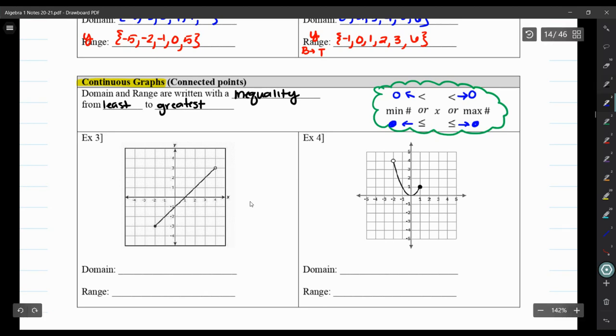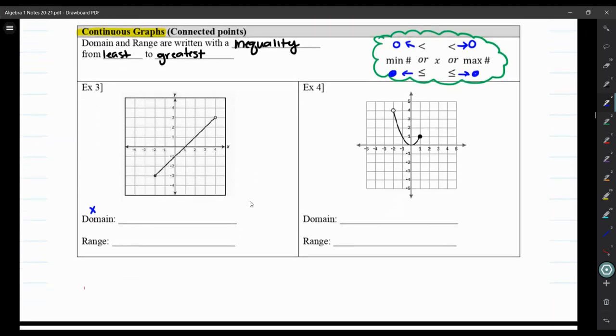Okay, so let's do an example to see what this looks like. So domains are my x's, so let's look at example 3. I want the furthest left point on this graph, and I know that that's here. Now, since it's domain, I don't want the y, I want x. So here is my, and look, it's closed and closed.